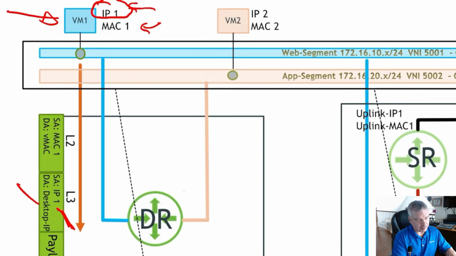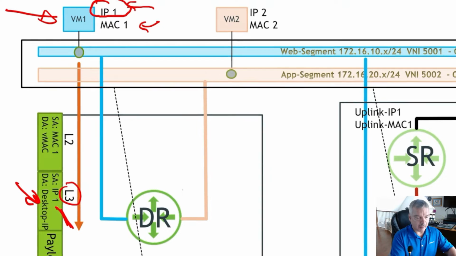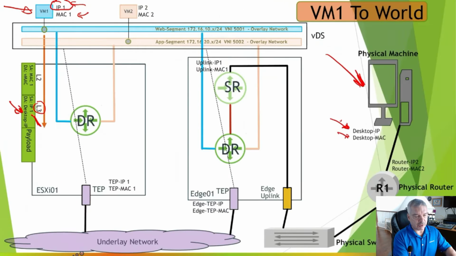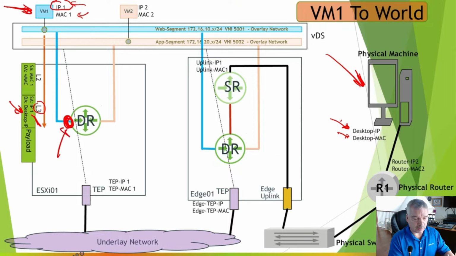Okay, and the destination IP is the desktop IP. There's my layer 3 packet. Now, what this machine has got to do, the blue machine here, says, oh, that machine's on a different subnet. It's on a completely different subnet. So it has to send it to its default gateway, which is the distributed logical router.